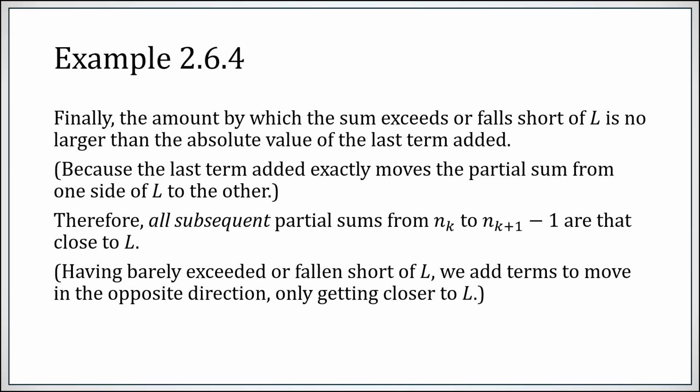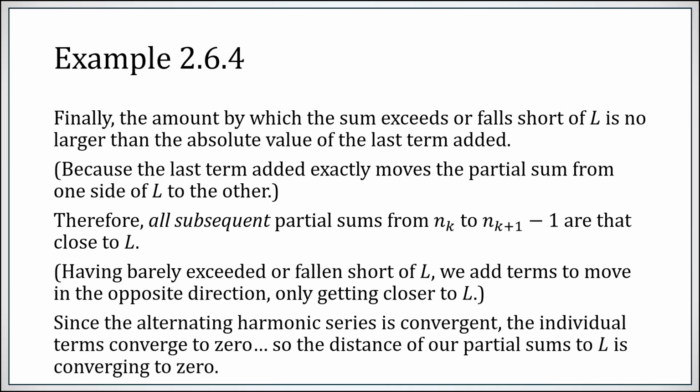So having barely been larger or barely been lesser than L, we now change direction and start moving in the opposite direction to only get closer. And the alternating harmonic series that we began with is convergent, so the individual term has to converge to 0, meaning the amount by which we move at every step is converging to 0. So as we change direction and go up and then down and then up and then down, we always miss our target by no more than the size of one term, meaning the amount by which we are off is converging to 0. The distance between our partial sums and L is converging to 0.